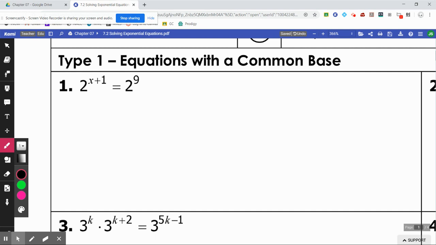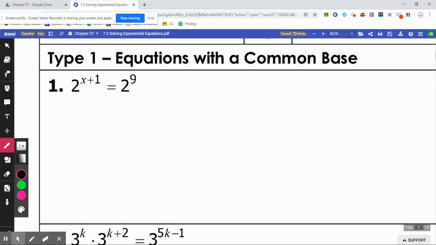This one, everything's been combined. You don't have to use your properties of exponents, and you already have the same base. 2 to the x plus 1 power equals 2 to the 9th. Now think about it. If I say 2 to the x is equal to 2 to the 5th, what could I put in the place of x so that makes this a true statement? Well, 5. So if the bases are the same, you can actually forget about the bases and set the exponents equal to each other. And that's all you're doing here.